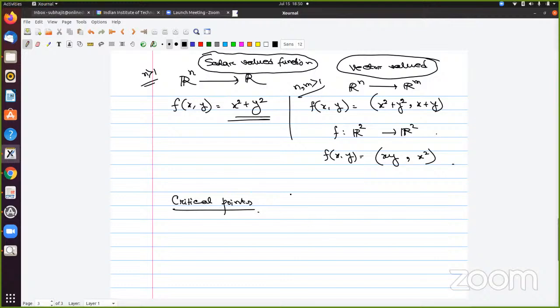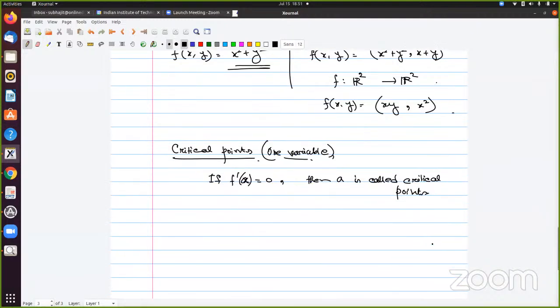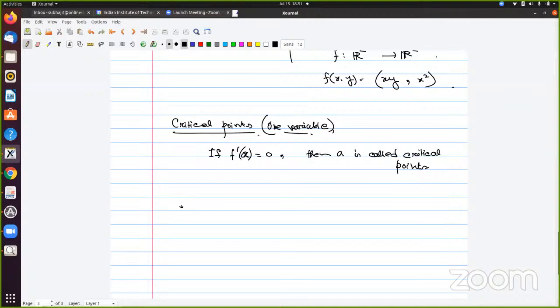So in one variable, we have seen f dash x is 0. So if f dash a is 0, then a is called a critical point. So what should be the analogy in multivariable? f of x, f of y, f of z equals to 0. Why?